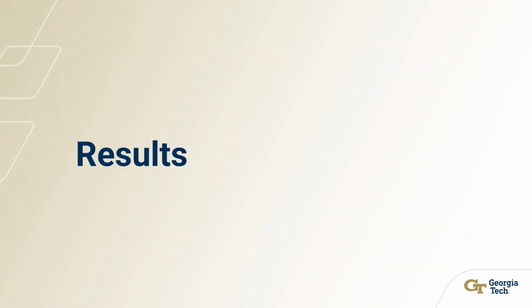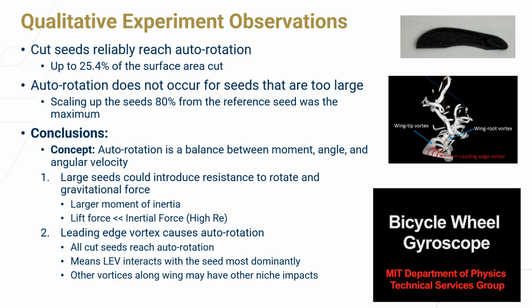Now we will go through the results of our experiments. What we noticed qualitatively in our experiments is that cut seeds reliably reach autorotation. We cut seeds up to 25.4%, and all of those seeds reach autorotation, like this one here. We can't say that seeds larger than that will reach autorotation because they weren't tested, but we can say so for up to 25.4%.